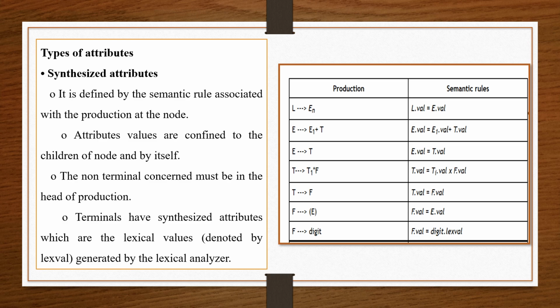But production 7 gives digit.lexval, that is the numerical value of the token digit that the lexical analyzer returned. Clear? So this is a simple arithmetic grammar, and the corresponding semantic rules are written. Each and every production has corresponding semantic rules.